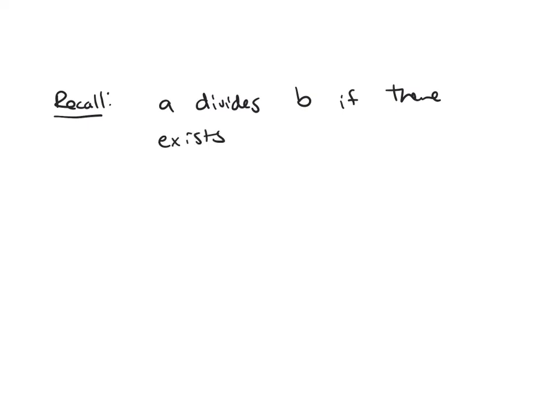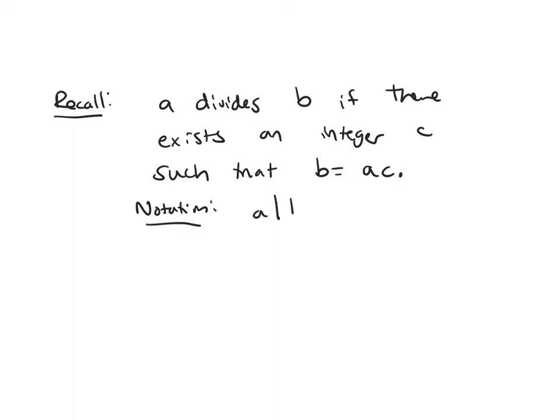So now we're going to discuss some new notation and new terminology. But before we get into that, I'm going to recall some facts. The first one, remember that A divides B if there exists an integer C such that B equals A times C, and the notation we use here is A divides B.